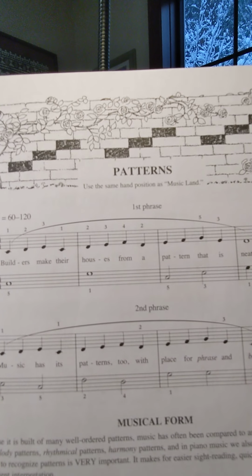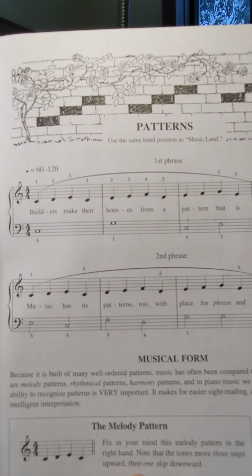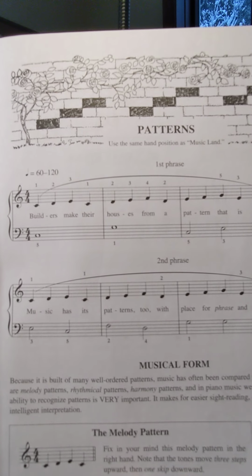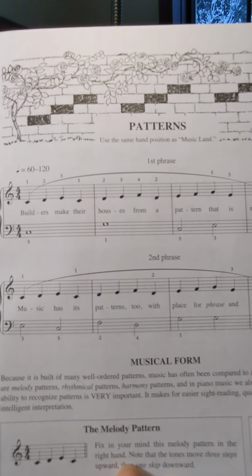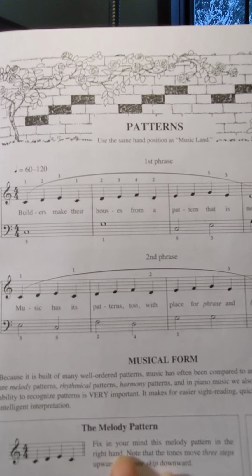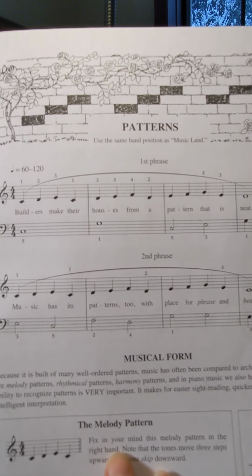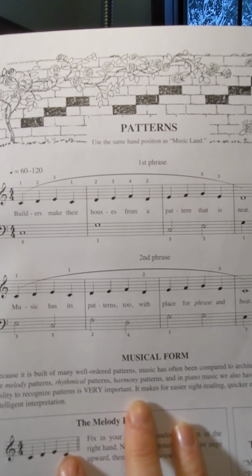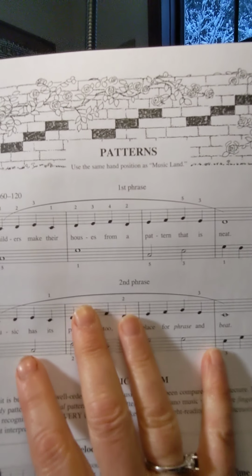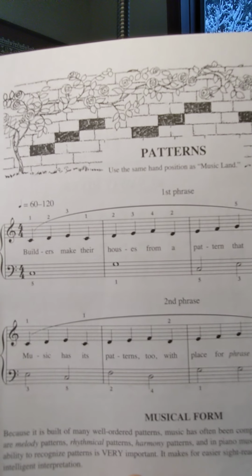This is called patterns, and if you read about the musical form and the patterns here, what they are encouraging you to do is look for patterns in all of the pieces that you will be learning in this course and anywhere else. Learning the patterns will make reading the music easier, will make memorizing the piece easier, and make understanding the piece easier as you progress in your lessons. So let's look at the pattern here.